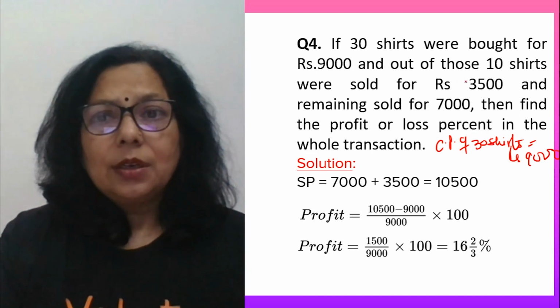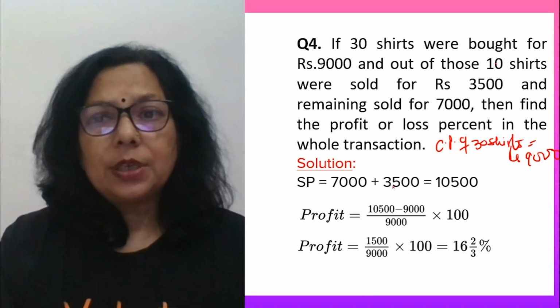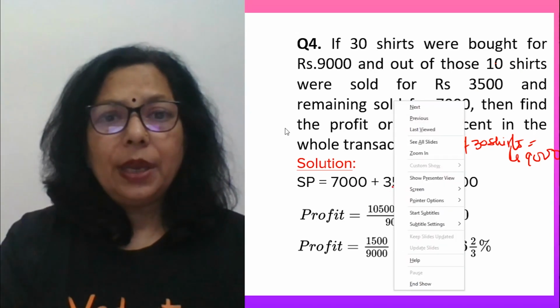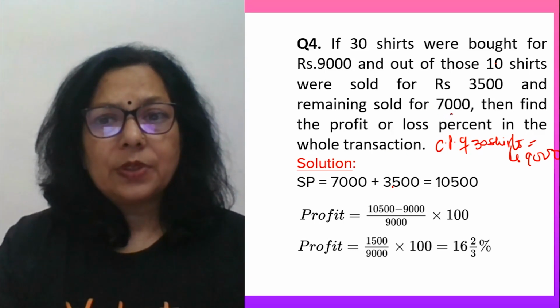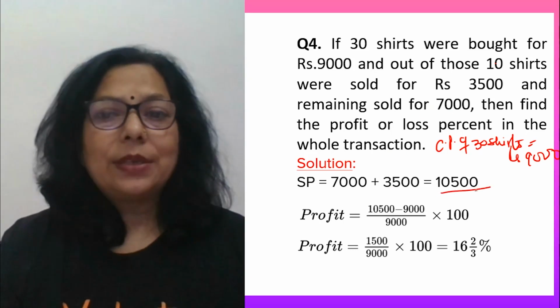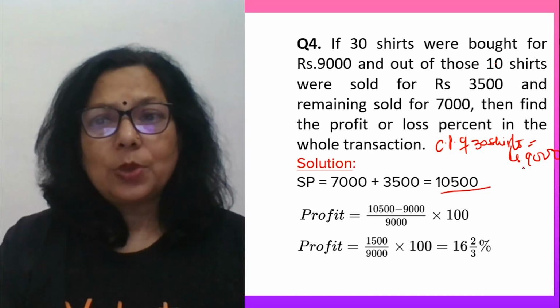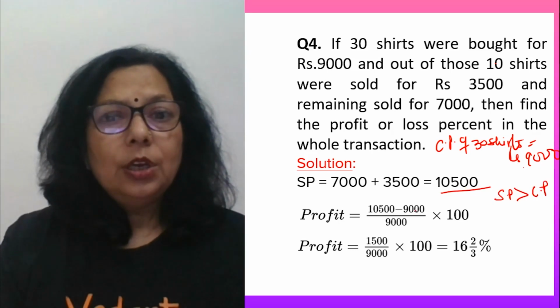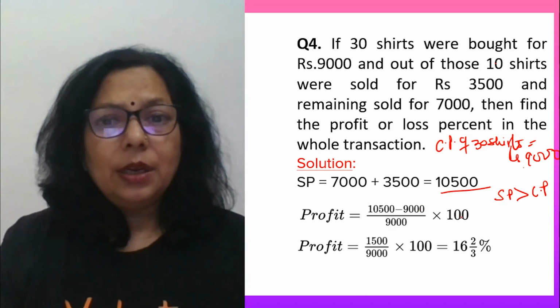Selling price: 10 shirts were sold for rupees 3,500 and the remaining 20 shirts were sold for rupees 7,000. So the total selling price is this much. Selling price is 10,500, cost price was 9,000. So what is more? Selling price is more than CP. So what will be the profit? Profit will be, subtract these two, divide by CP into 100.